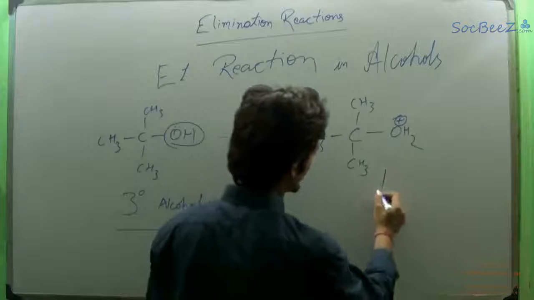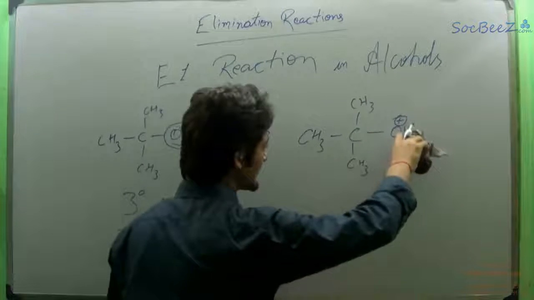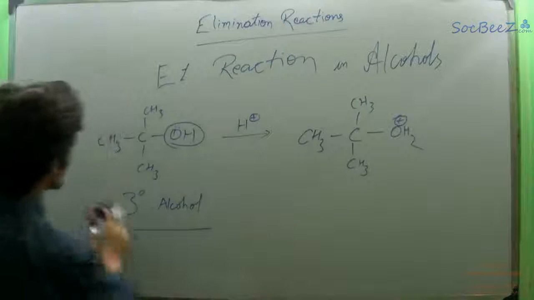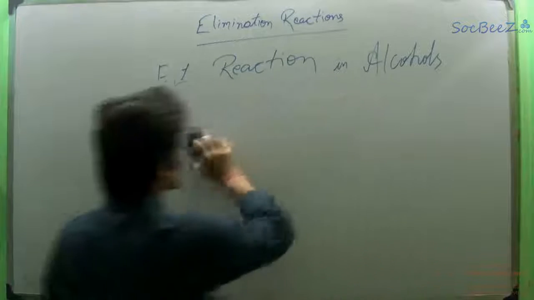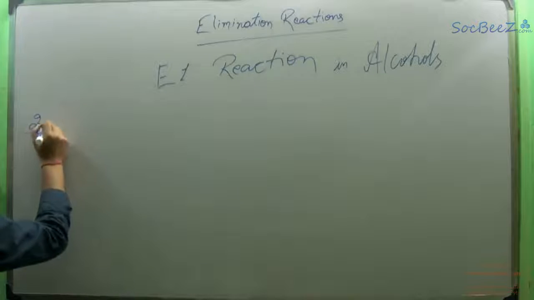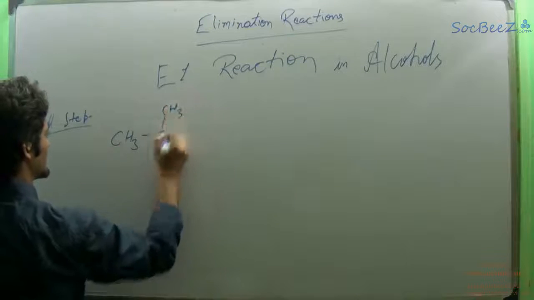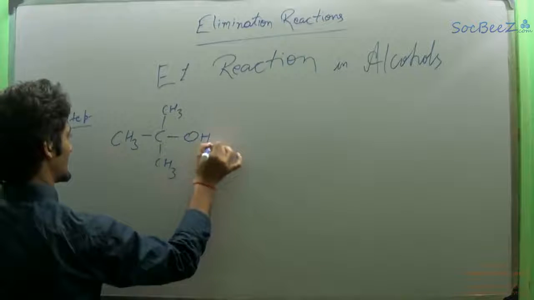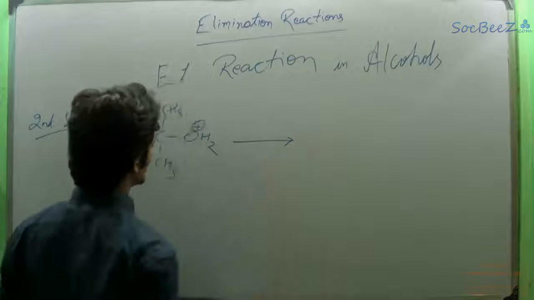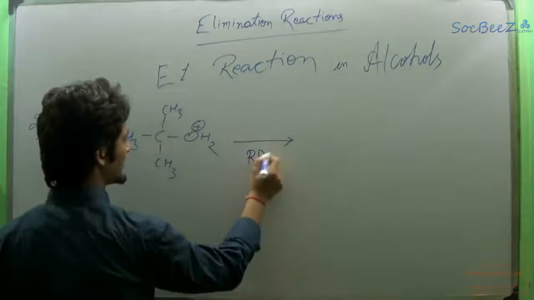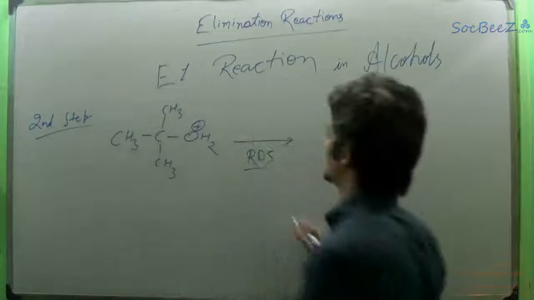And in the second step, this leaving group will depart. In the third step, the H is abstracted. So we'll be discussing this mechanism in detail. This was the first step. In second step, this OH2 plus will act as a leaving group. It will leave the molecule. Now this is our rate determining step, because the carbocation formed should be stable, otherwise the reaction will go in a backward direction. This is our rate determining step.